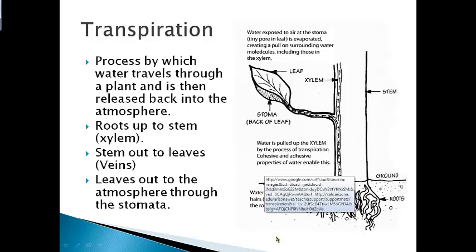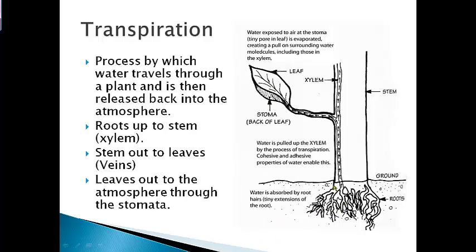So if the plant has too much water in it, when the roots pull in too much water, that water will go up the xylem, it'll go into the veins of the leaf and out the stomata and back into the atmosphere. And again, it's one of the ways that water vapor gets into the atmosphere through the water cycle.